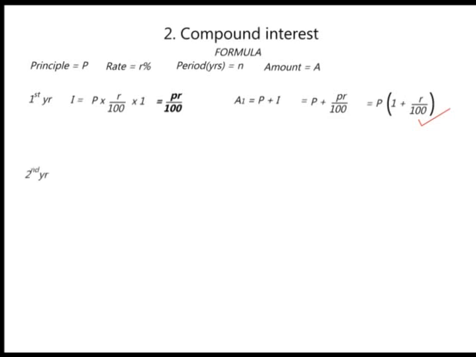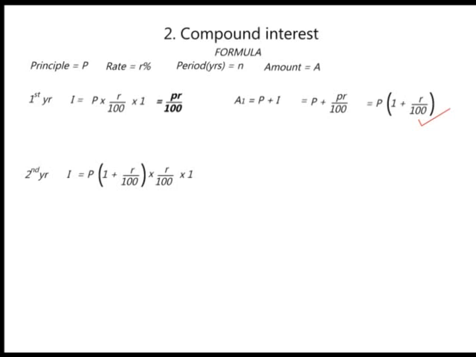For the second year, the principal for the second year will be the amount accumulated for the first year. That is P is equal to A1. And that is equal to P into 1 plus R over 100. Interest for the second year is equal to P into 1 plus R over 100, that is the principal amount, times R over 100.